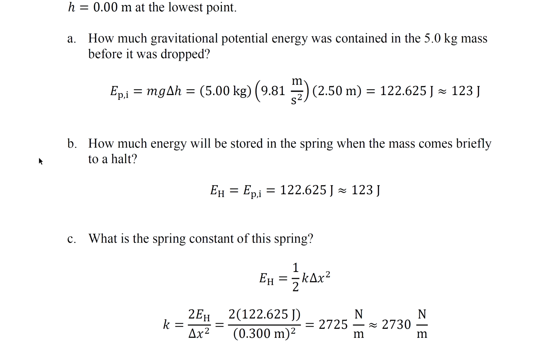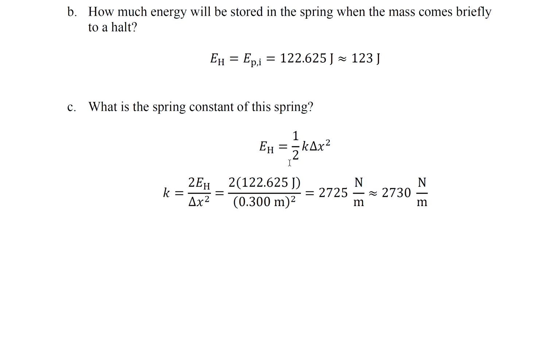Part C. What is the spring constant of the spring? It's 1/2 K delta X squared. And solve for K.